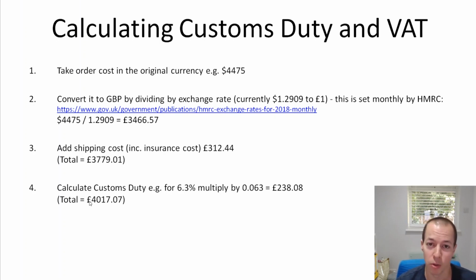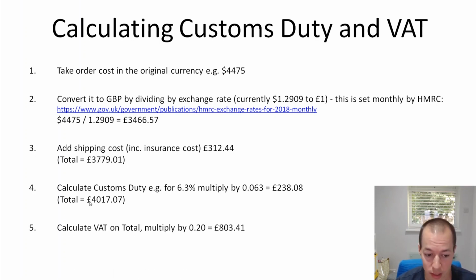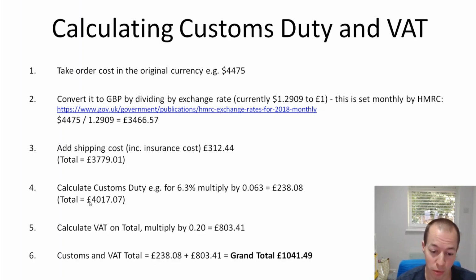And I've got my grand total there because that is what the VAT is added onto. So we then times that by the VAT, so 4,017 times by 0.2 is £803, which gives us a total of 238 plus 803, £1,041 of customs duty and VAT. So if you follow that through, that should give you an accurate idea of what your customs duty and VAT are going to be.